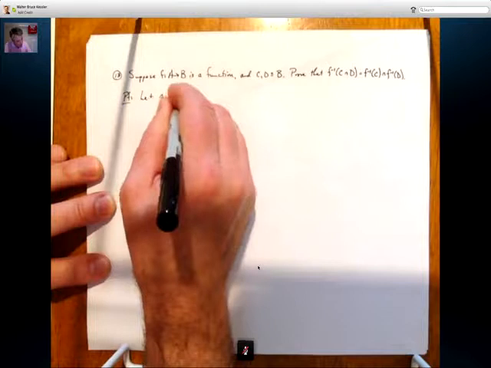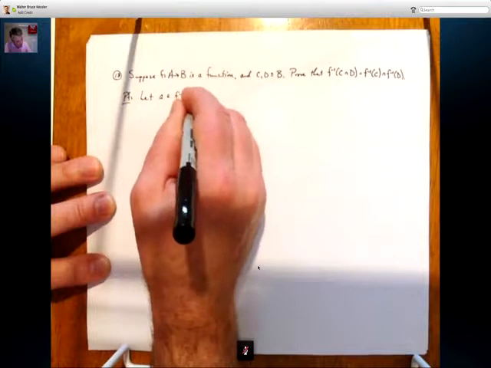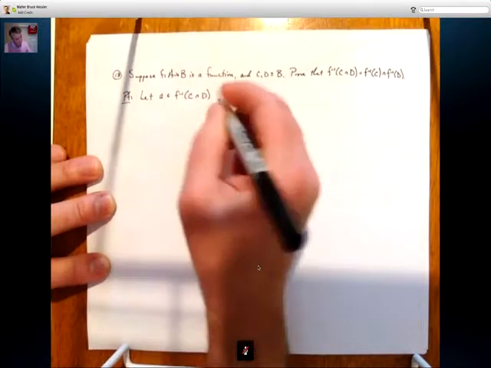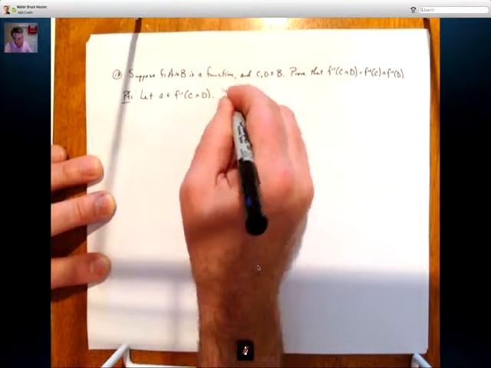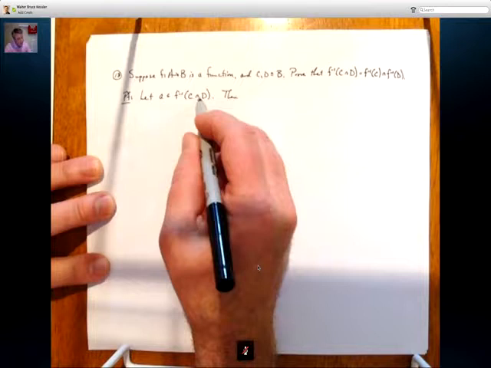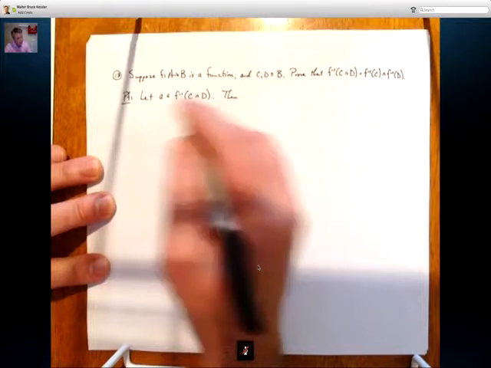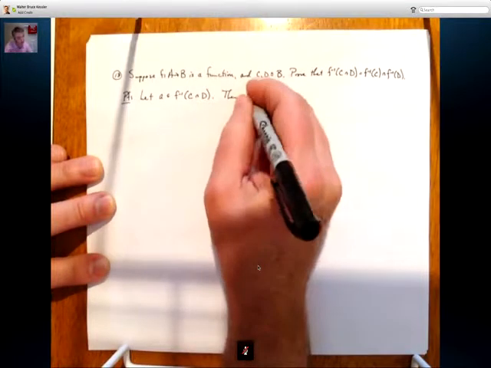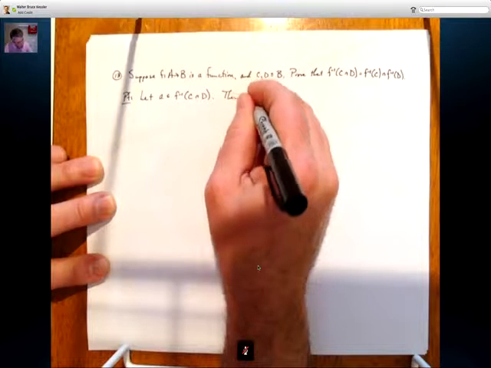Let a be something here in F inverse of C intersect D. Then that means that there's something in C intersect D that a gets mapped to. I'm just going to call it F of a.